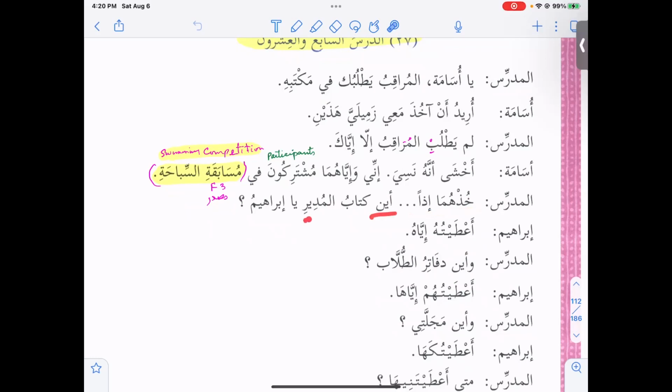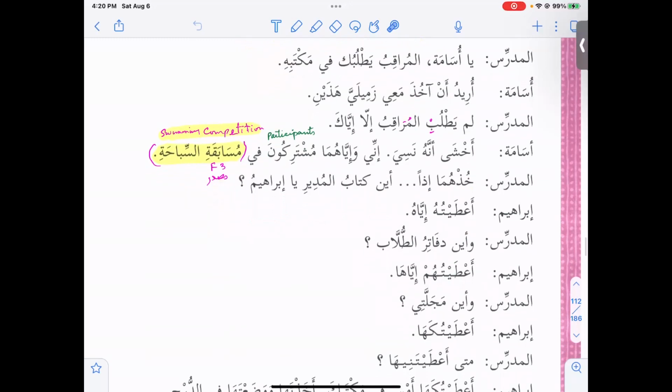Aina kitabul mudiri ya Ibrahim. See the beautiful sentence. What is the sentence? Ataitu hu iyahu. Ataitu hu iyahu. Ata yuti tu, mafulun bhi.